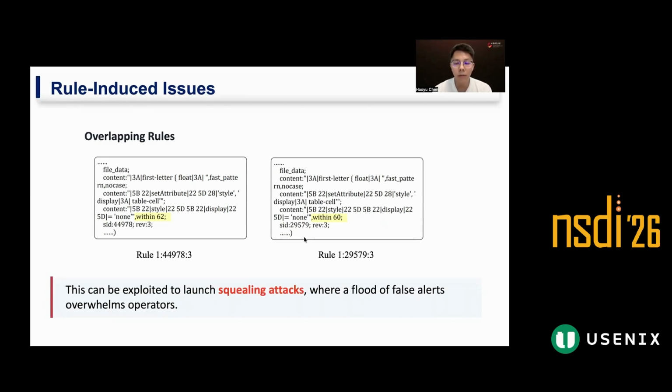Here is an example of overlapping rules. We found many rules with highly similar signatures, which means a single crafted packet can trigger multiple rules at the same time. This can be exploited to launch squealing attacks, where a flood of false alerts overwhelms security operators.